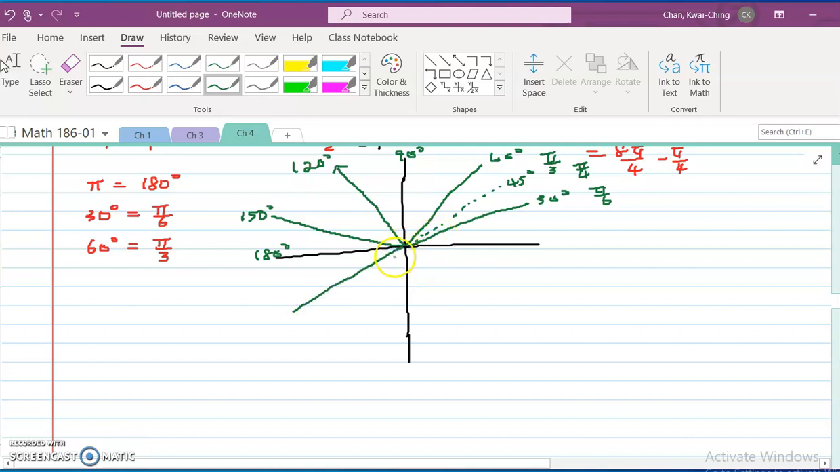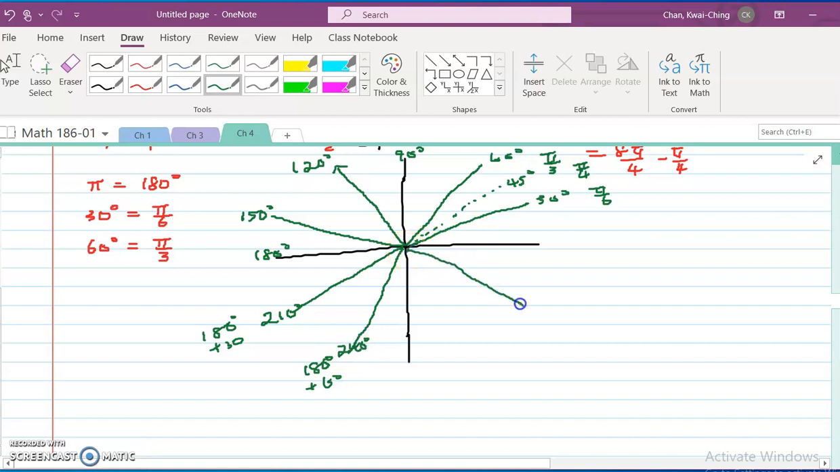And then what about here? I can have another set over here. I think of this as 180 plus 30. That's 210. And this would be 180 plus 60. It would be 240, right?